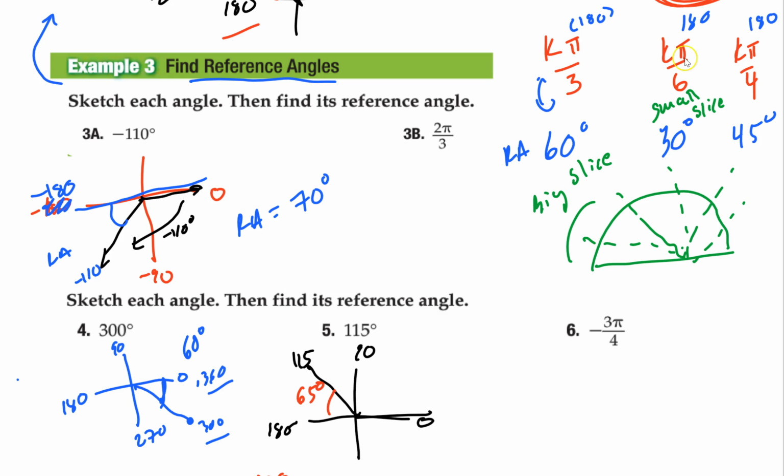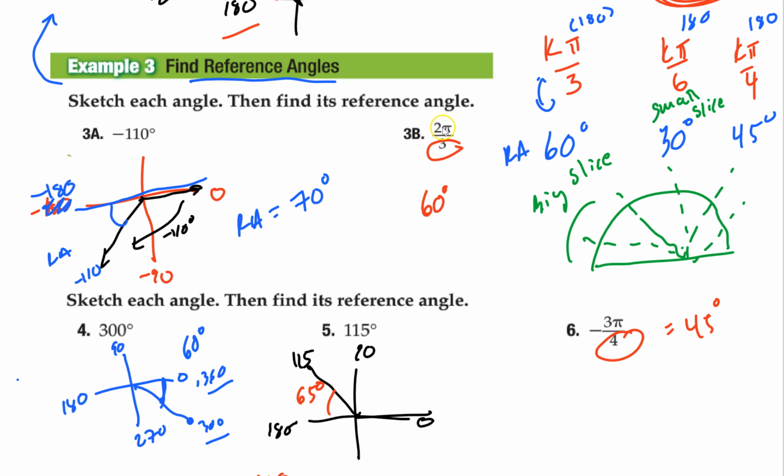I'm always going to give you either 3, 6, or 4, sometimes 2. And this is one of those things. So this one, again, I don't care about the top. Oh, it's over 3 and it's a radian, so it's going to be automatically 60. Big slice. Over here, again, I don't care about the top, the negative 3 pi. It's over 4, so it's automatically 45. So that's how you find the reference angle.